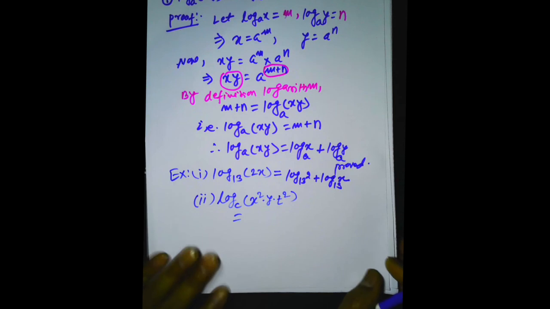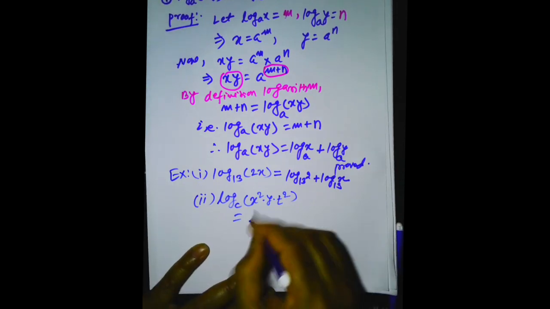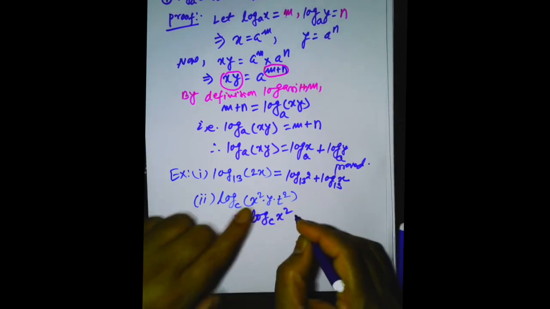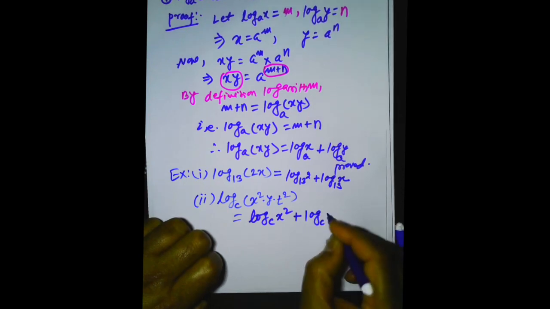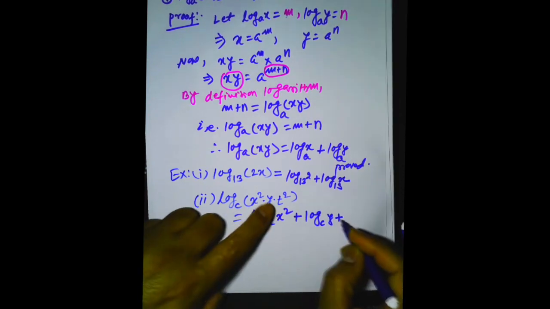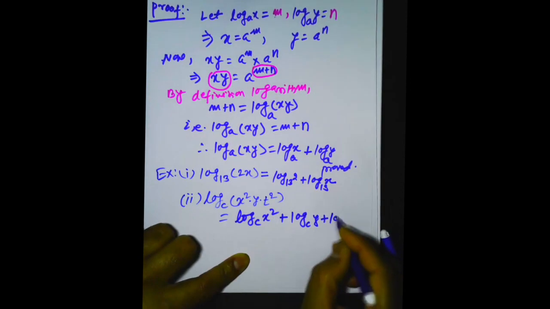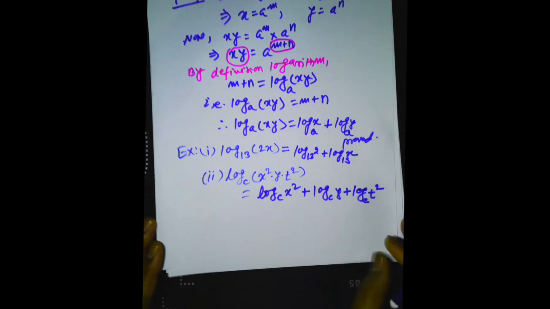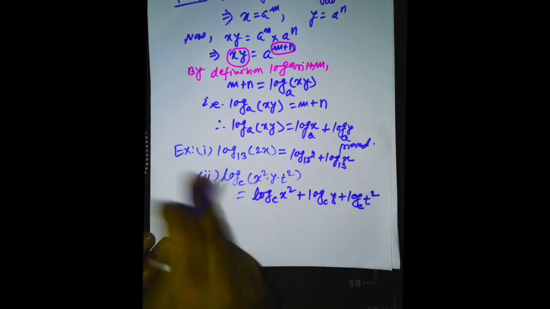So when you expand it, it will be like this: log base c of x squared plus log base c of y plus log base c of t squared. So you can see that in your problems we are going to apply the law in the same way that we have been doing here in the example.